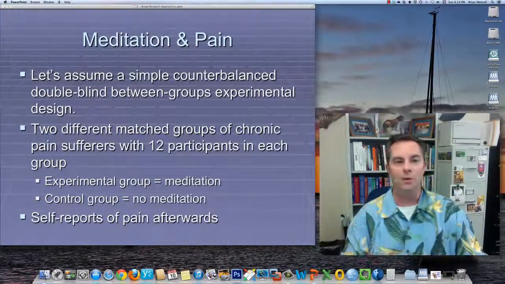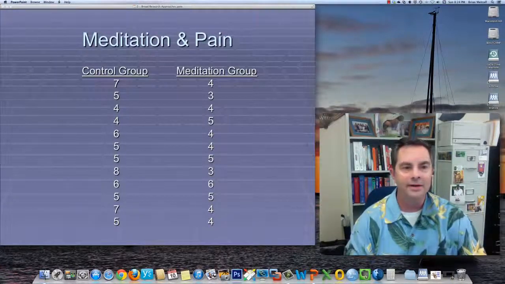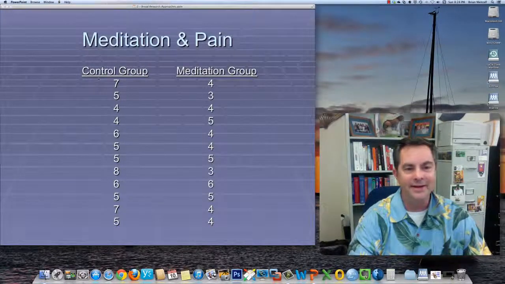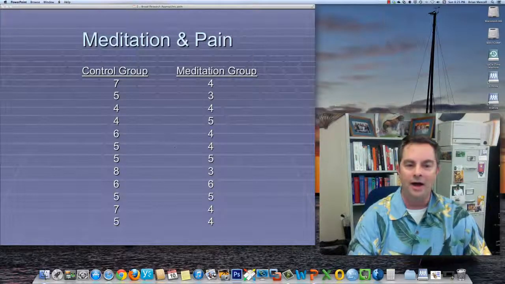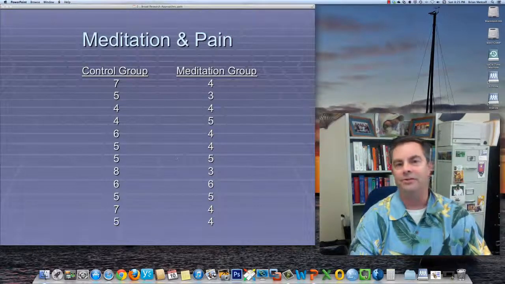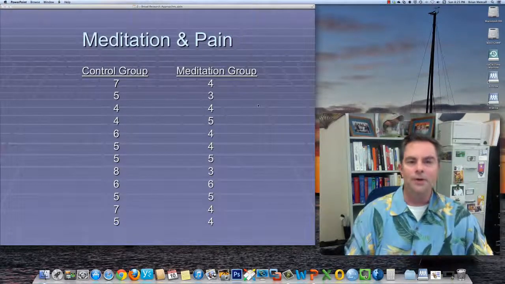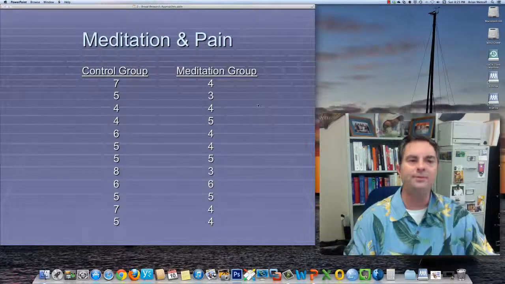All right, well, here we go. So let's flash to the end, and there we are. There's our data, organized by the two groups. So I have a control group that did not meditate, and there's their self-report pain scores, and here's the meditation group and their 12 individual pain scores. So take a look at that. There's only 24 numbers up on the screen. What do you think? What's your conclusion? Does meditation seem to help?